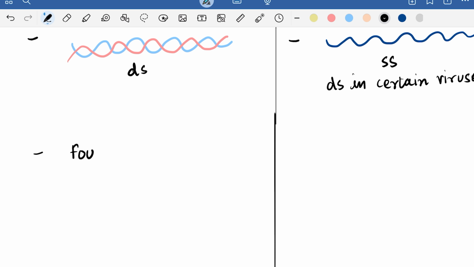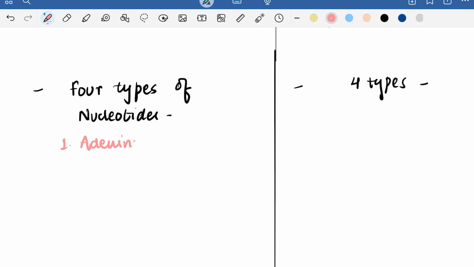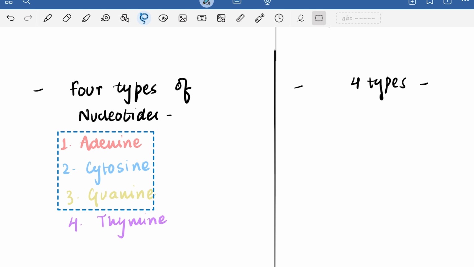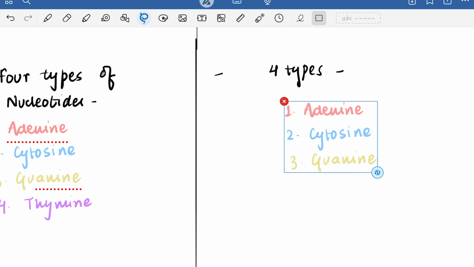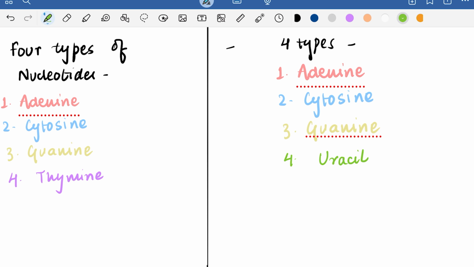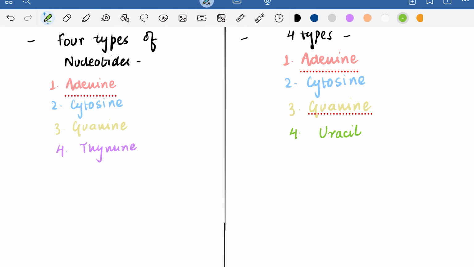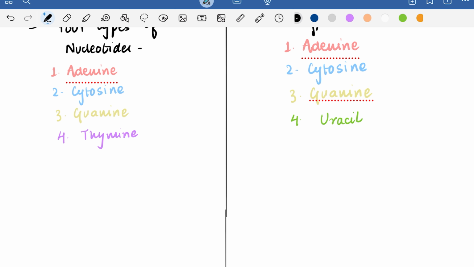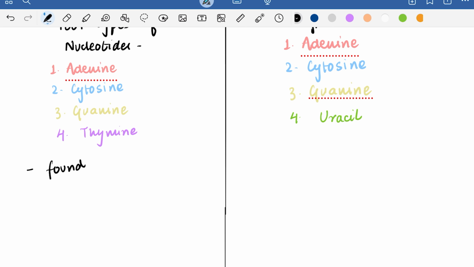Both DNA and RNA have 4 types of nucleotides. DNA has adenine, guanine, cytosine, and thymine. RNA also has guanine, cytosine, and adenine, but instead of thymine, it has uracil. So uracil is also a pyrimidine, just like thymine and cytosine, but has a slightly different structure.